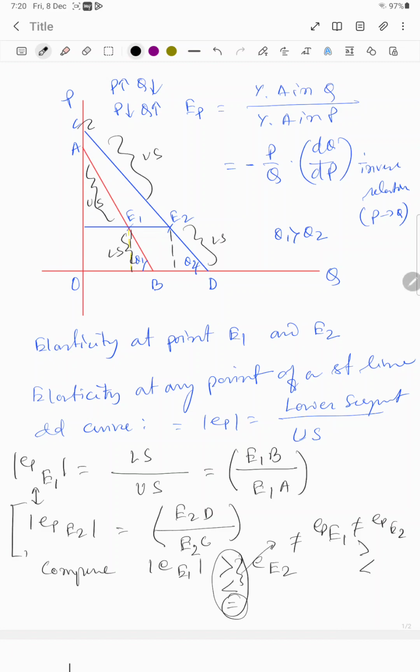I'll take a perfect figure. I can draw a perfect figure just like that.